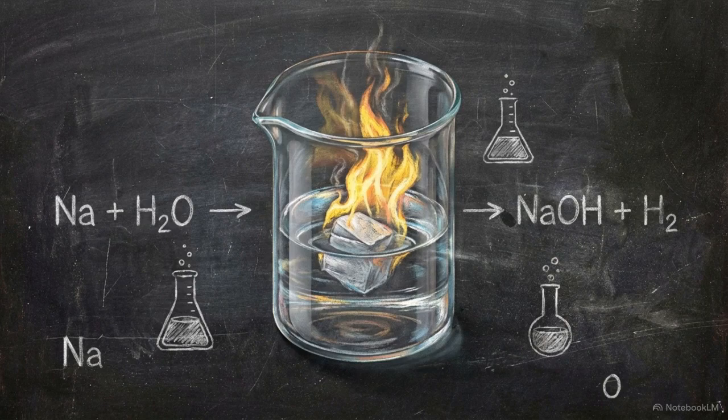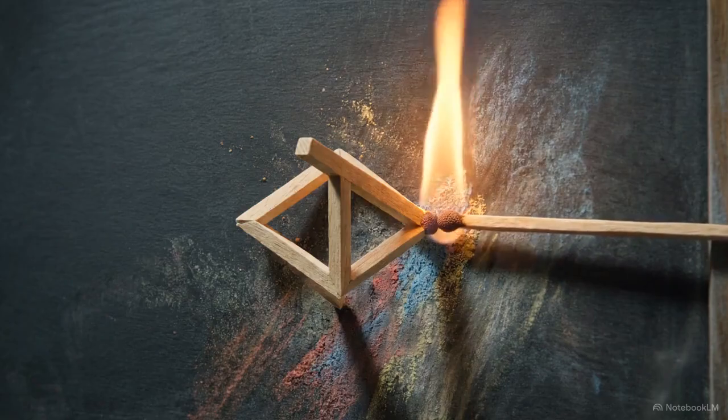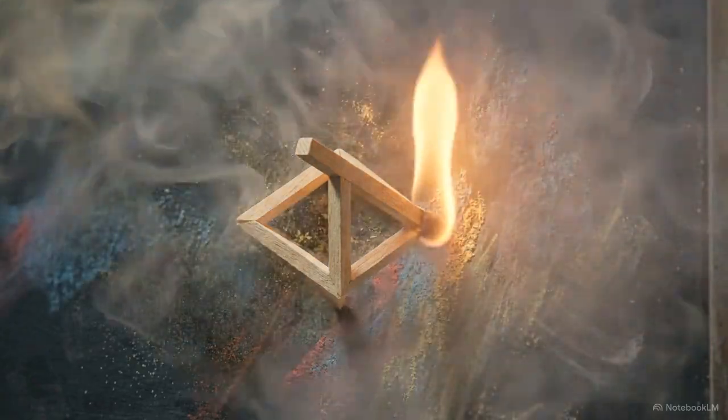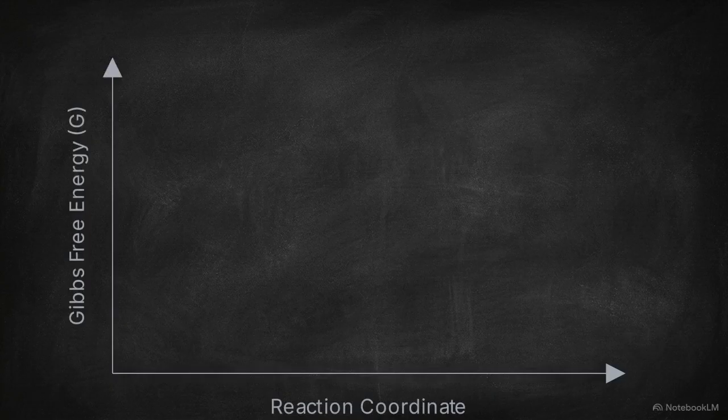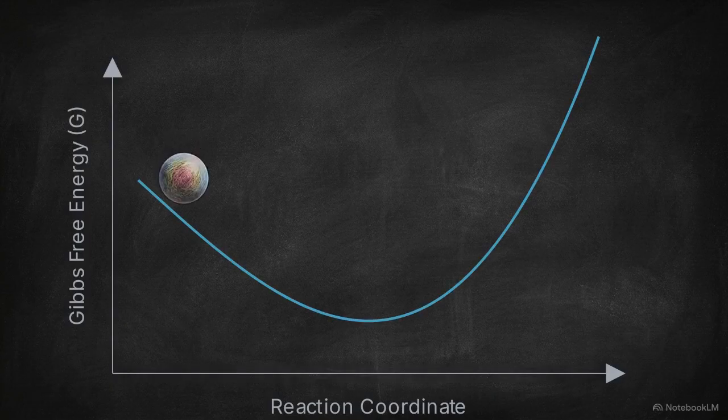A central objective of chemical thermodynamics is predicting whether a process will occur spontaneously. We need to know if a reaction will proceed forward on its own, without a continuous input of external energy. This reaction coordinate graph models that spontaneity. This behavior is mathematically quantified by the change in Gibbs free energy, or delta G.